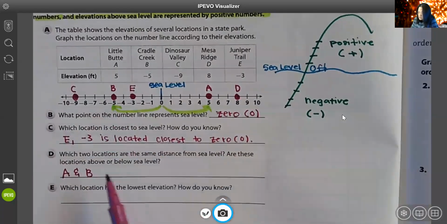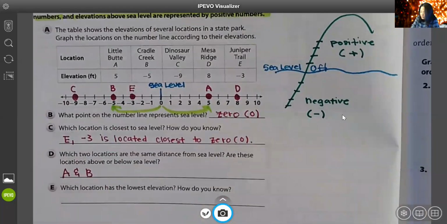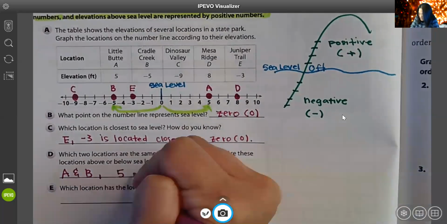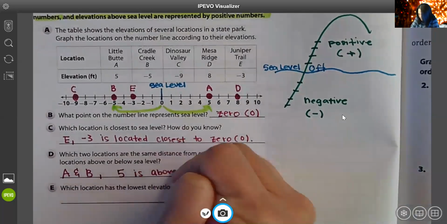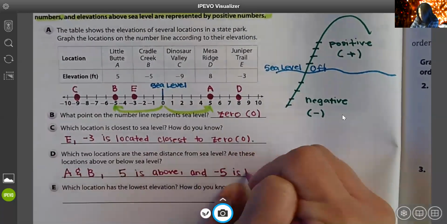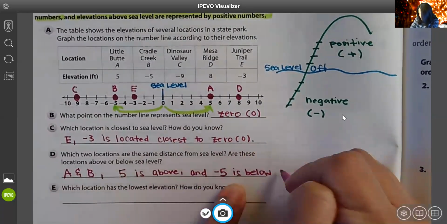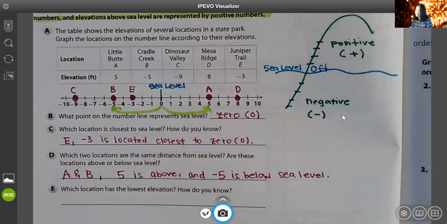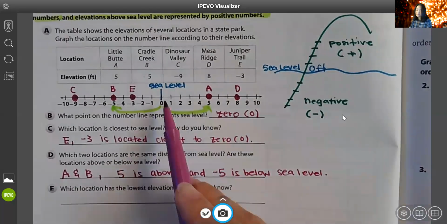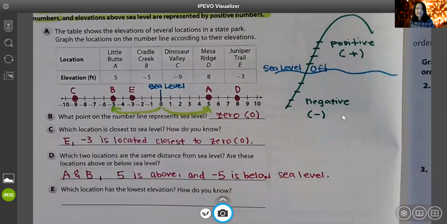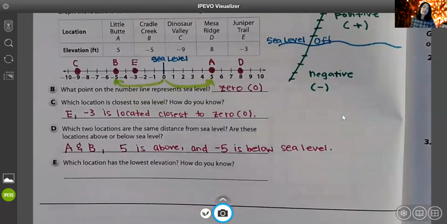Are these locations above or below sea level? Well, 5 is above and negative 5 is below sea level. Or you can say point A is above sea level, and point B is below sea level. Either one works.